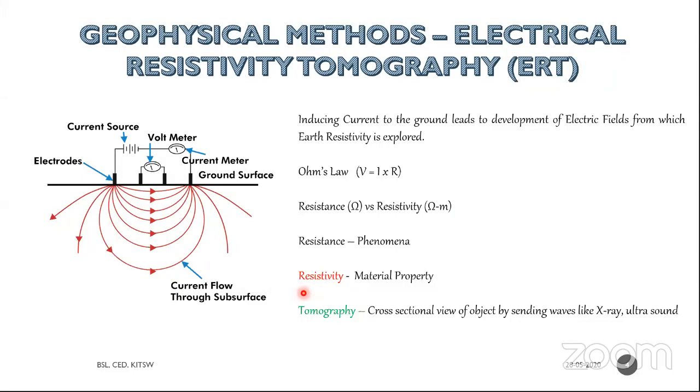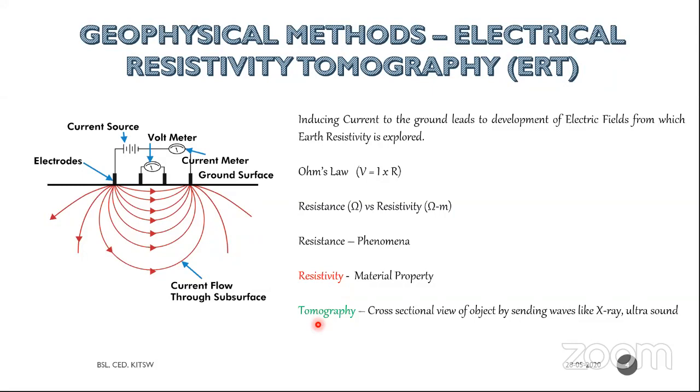Resistance is a phenomenon in which current is opposed, like the flow of electrons is opposed. Whereas resistivity is a property of a material. Each material will have different values of resistivity. Coming to the last one, tomography. We'll see what resistivity is in detail.